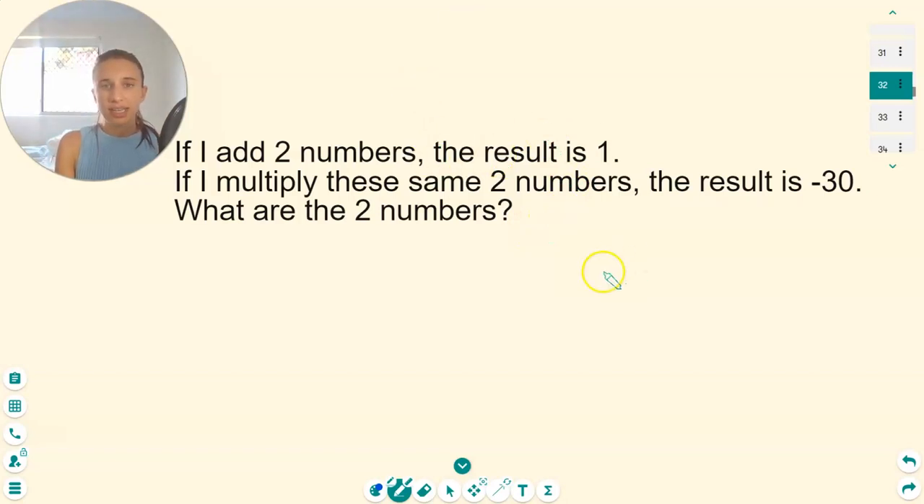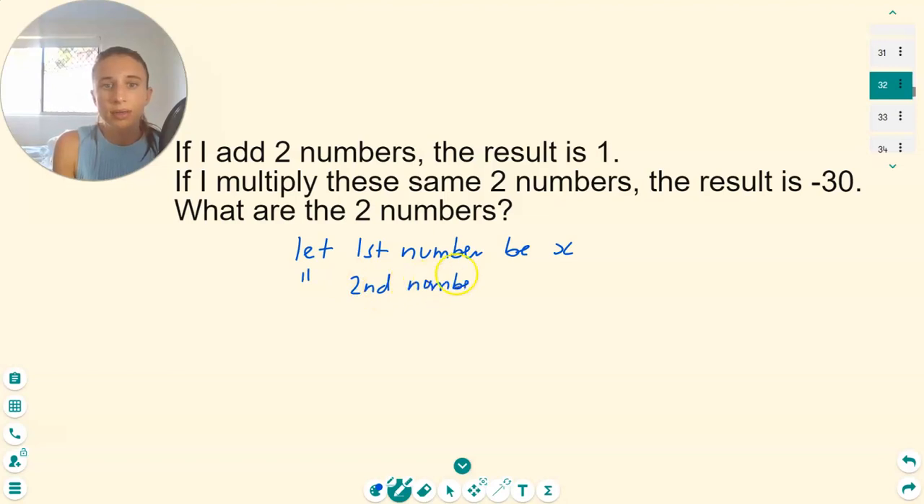Okay, first thing is we want to let the numbers be x and y. Just name the numbers and we're going to write them into little number sentences and test it out. So let the first number be x. Let the second number be y. And let's write some number sentences using each English sentence.